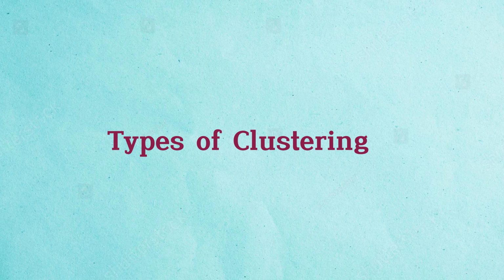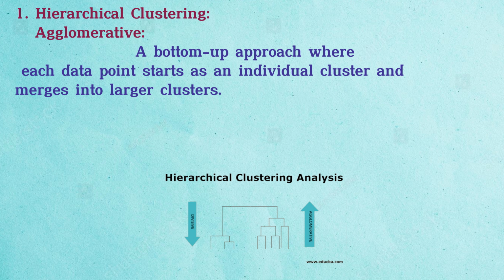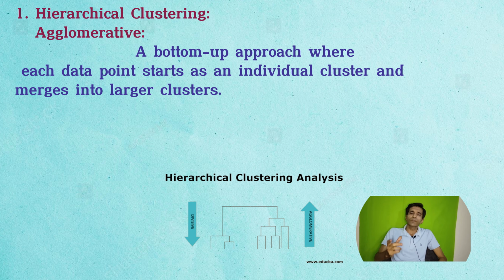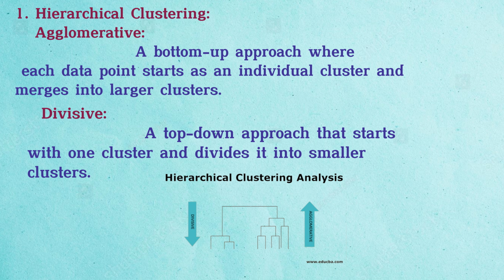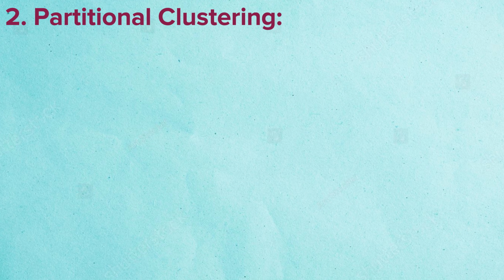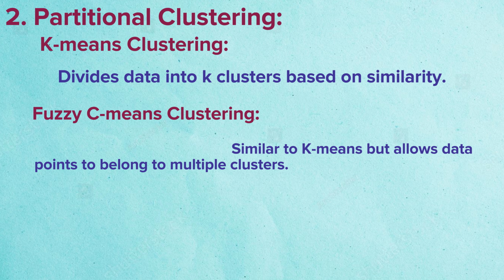Types of clustering. Clustering techniques can be broadly categorized into: Number 1. Hierarchical clustering. Agglomerative: a bottom-up approach where each data point starts as an individual cluster and merges into larger clusters. Divisive: a top-down approach that starts with one cluster and divides it into smaller clusters. Number 2. Partitional clustering. K-means clustering divides data into k clusters based on similarity. Fuzzy C-means clustering is similar to K-means but allows data points to belong to multiple clusters.